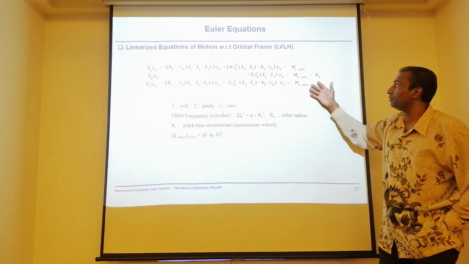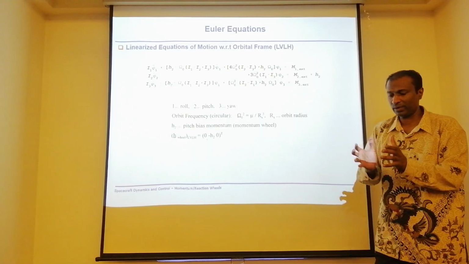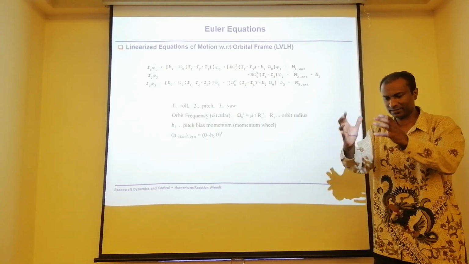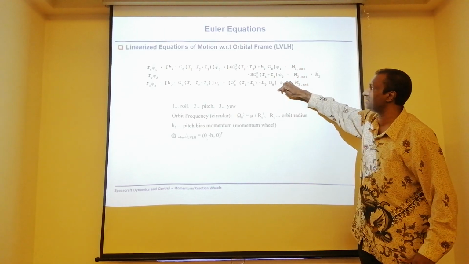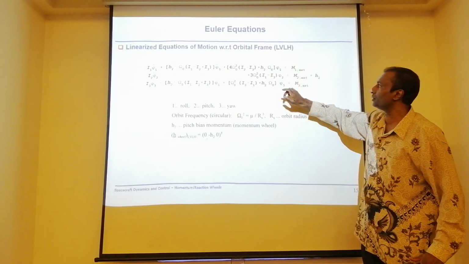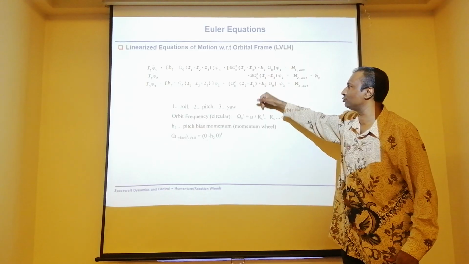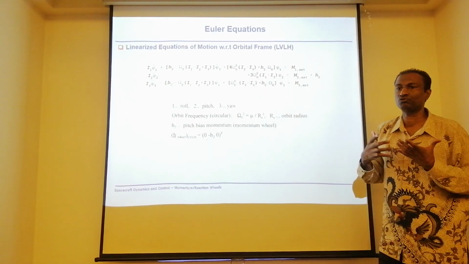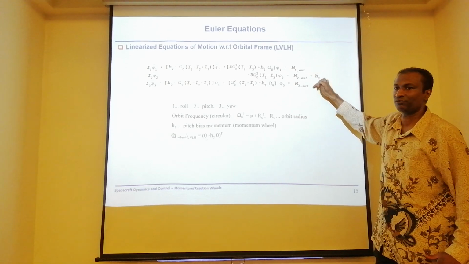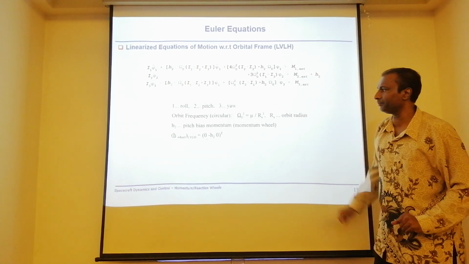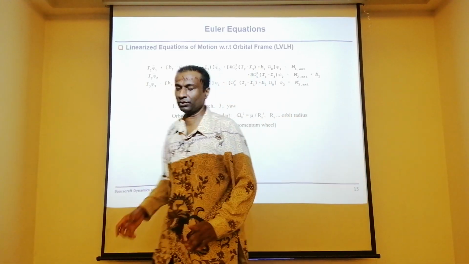stable. Now, remember bias momentum, we are having the wheel on the y axis only. The other two axes are passively controlled. So you have this term H2. It's passively controlled. It's not actively controlled. No active control. Passive control. Okay?